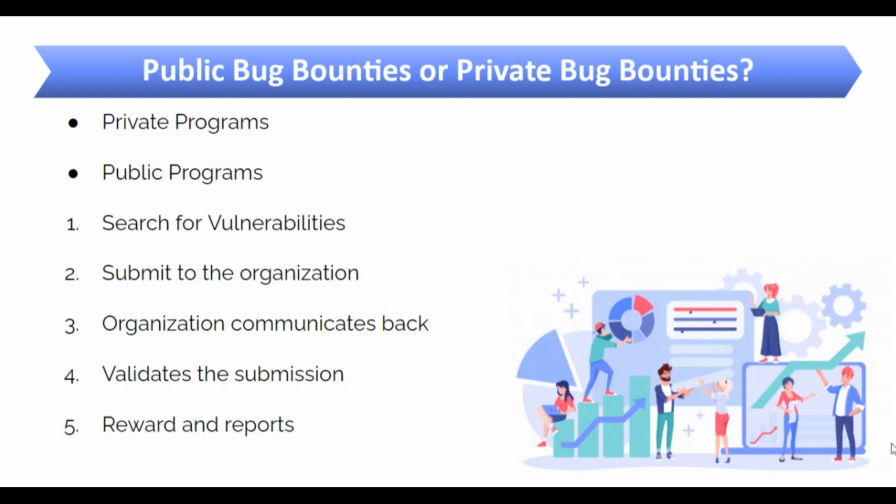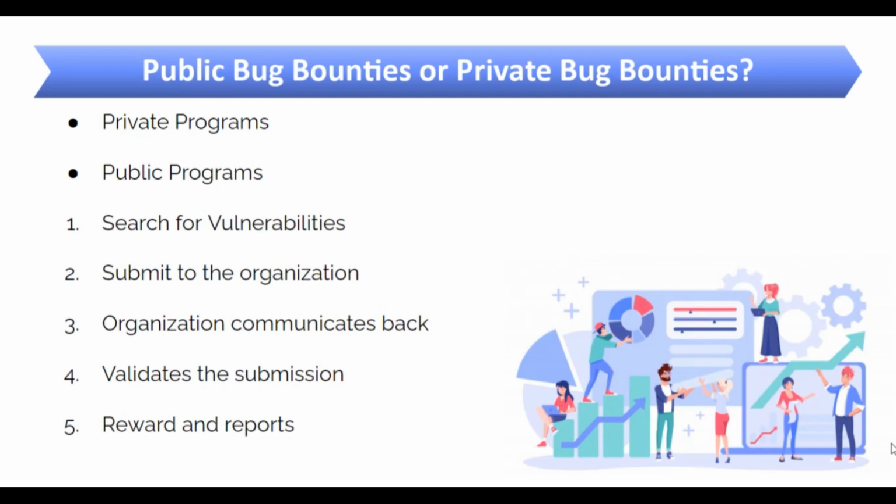In the last lecture, we saw the difference between public program and private program. Now on the screen, you can see 5 steps to manage a HackerOne bug bounty program. The first one is to search for vulnerabilities. Hacker searches for vulnerabilities in the provided system or services. The next step is to submit the vulnerabilities to the organization in the form of a report.